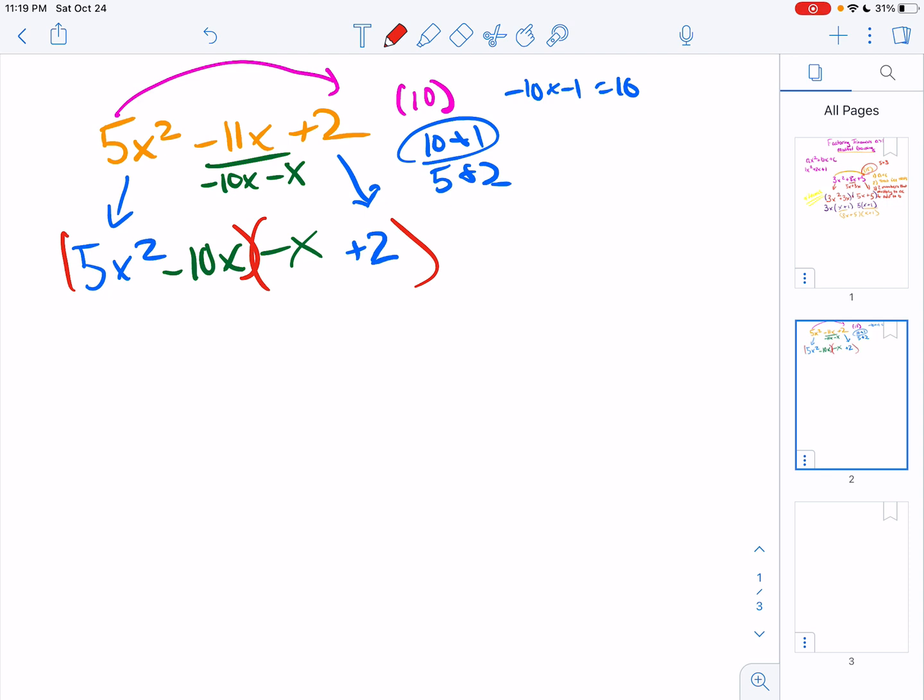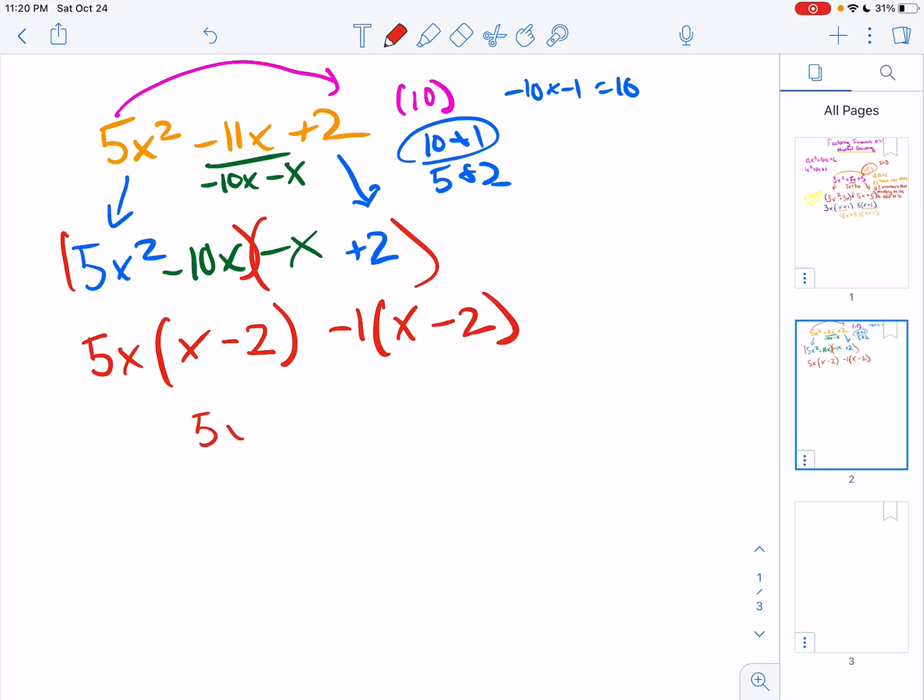For the GCF of 5x squared and negative 10x, I just pull out a 5x. What I have left is just x, and what I have left here is just 2. On the other side, it might be hard to see, but we want this to say x plus something or x minus something. So we're actually going to pull out a negative 1 here, so this can just say positive x. When I pull out a negative 1 from positive 2, I get negative 2. And we are done.